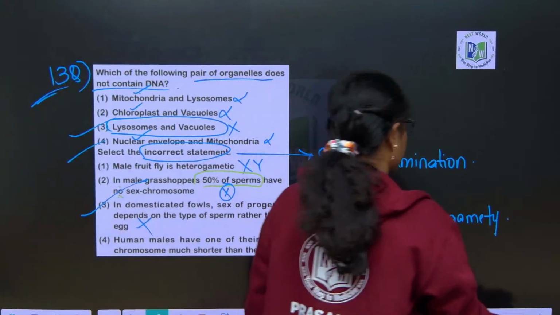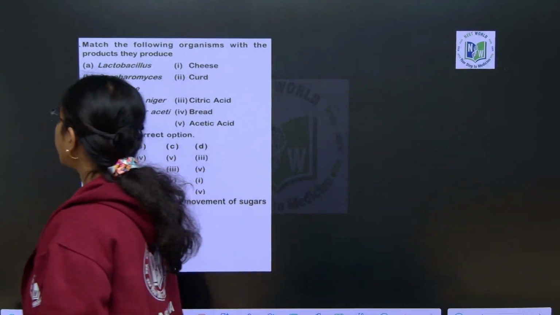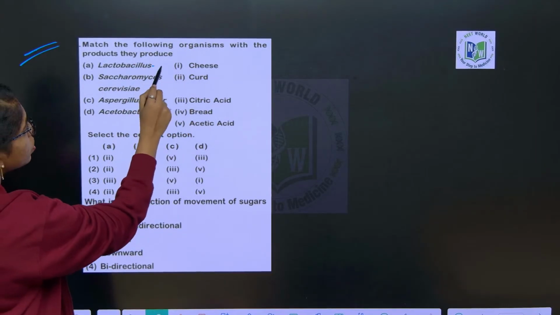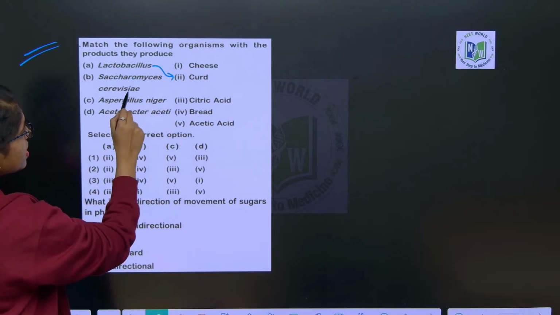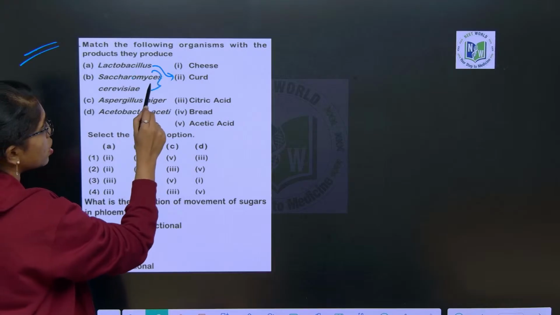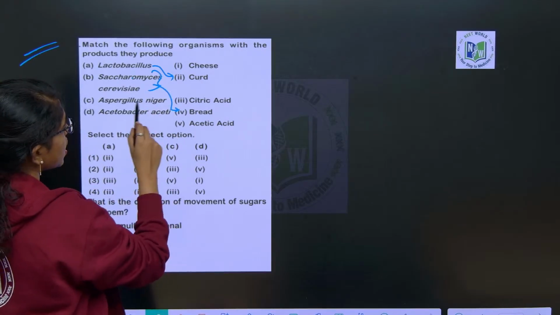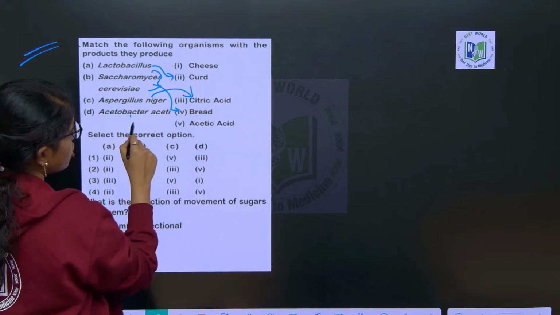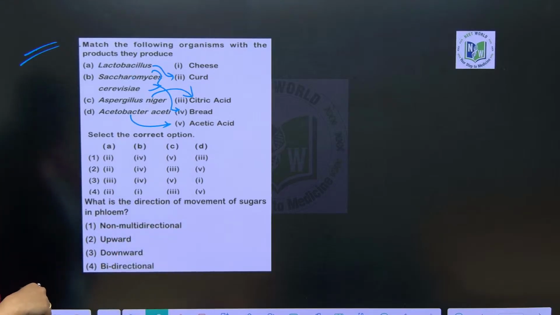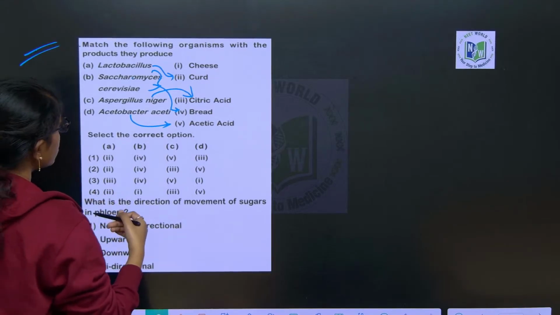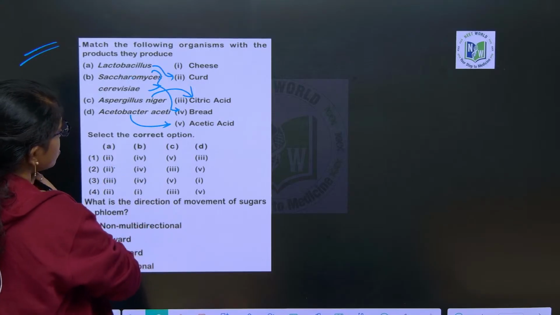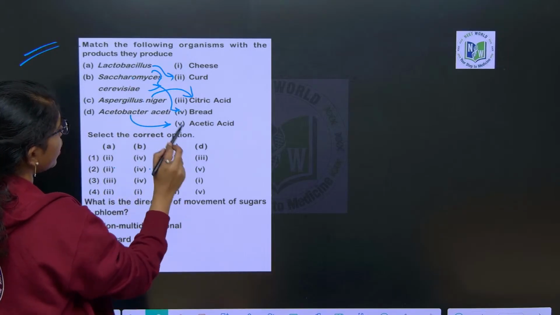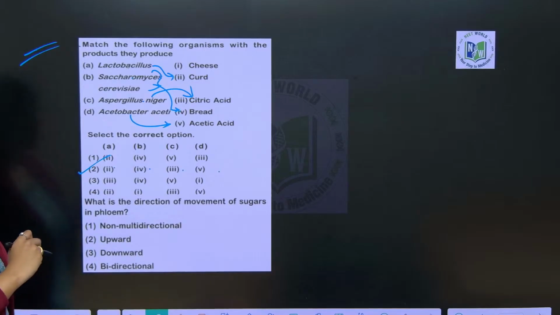Next, a match the following type of question from microbes in human welfare, wherein Lactobacillus is used in the preparation of curd. Saccharomyces cerevisiae, that is yeast, is highly used in the preparation of bread. Aspergillus niger is used to give citric acid. Acetobacter aceti gives acetic acid. So if you clearly look into the options, A is 2, B is 4, C is 3, D is 5. Option 2 is the correct answer.